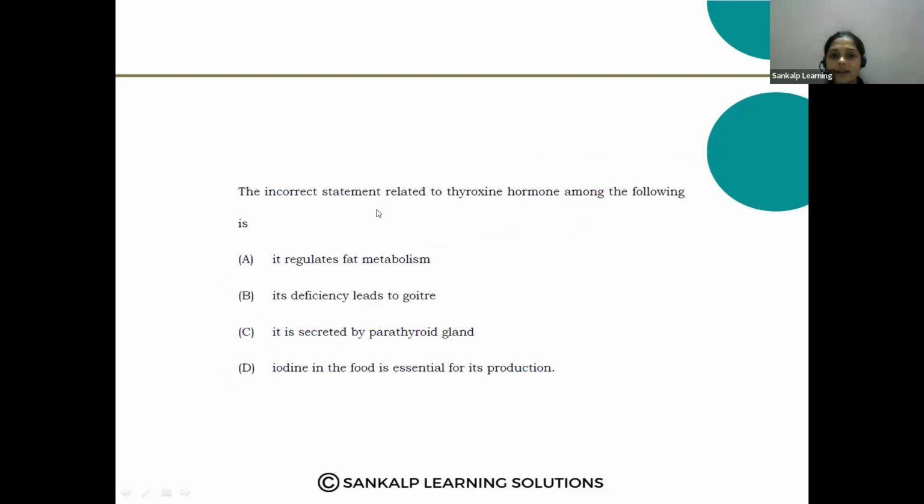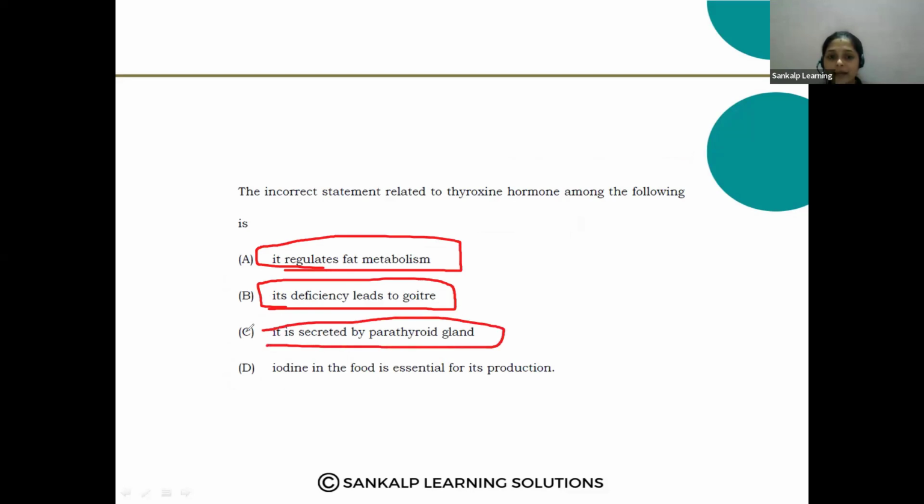The incorrect statement related to the thyroxine hormone among the following is. Thyroxine hormone is secreted by the thyroid gland, right? It regulates the fat metabolism. Its deficiency leads to goiter. It is secreted by the parathyroid gland. Iodine in the food is essential for its production.